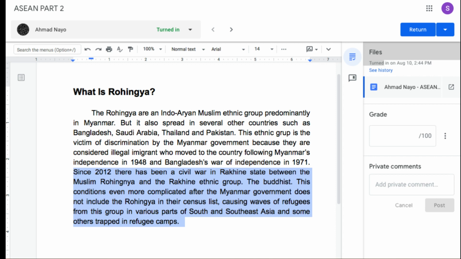This is Nayo's assignment. Since 2012, there has been a civil war in Rakhine state between the Muslim Rohingya and the Rakhine ethnic group, the Buddhists. This condition became even more complicated after the Myanmar government did not include the Rohingya in their census list, causing waves of refugees from this group in various parts of South and Southeast Asia, and some others trapped in refugee camps.